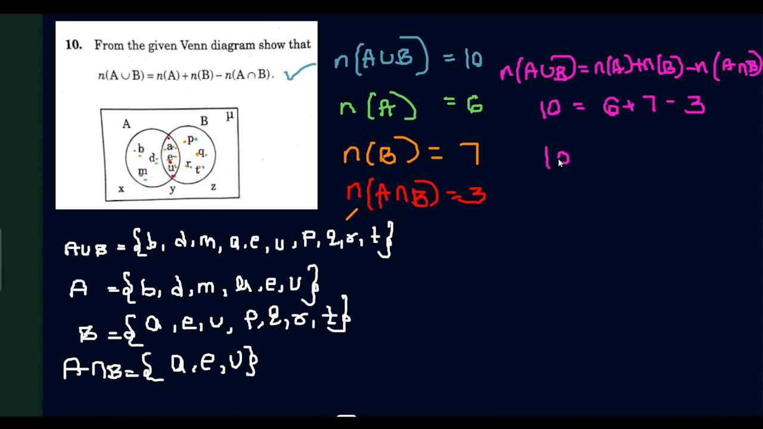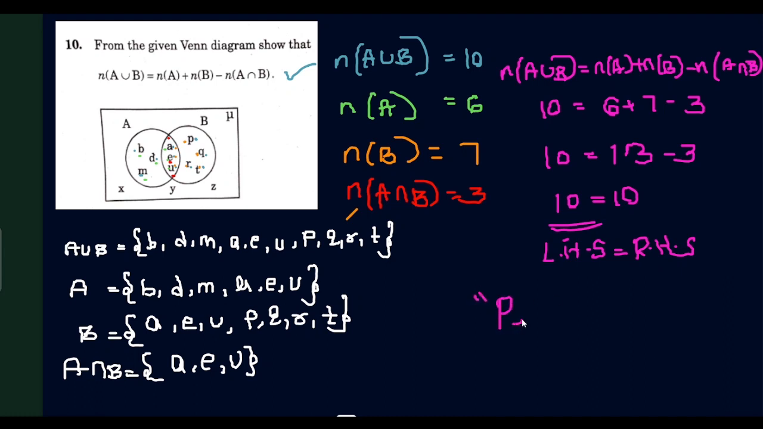Got it? So 10 is equal to 6 plus 7, so what is it? 13 minus 3. That is, 10 is equal to 10. So here we can simply write LHS is equal to RHS and hence proved that the given equation is true. For this solution, we will get 4 marks. Got it? And let's see the next question.